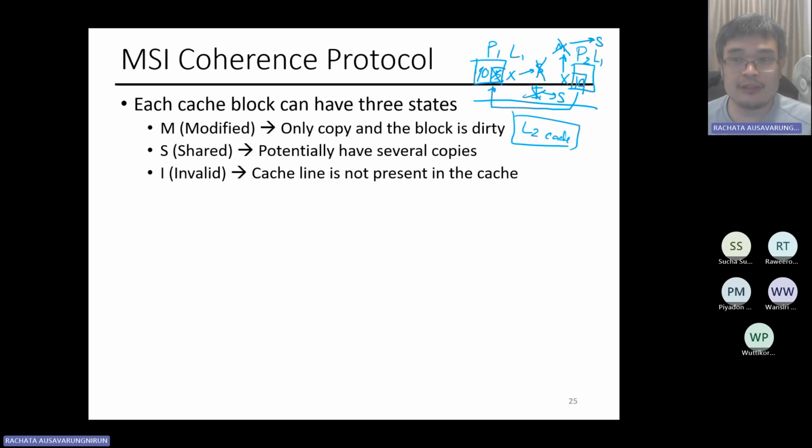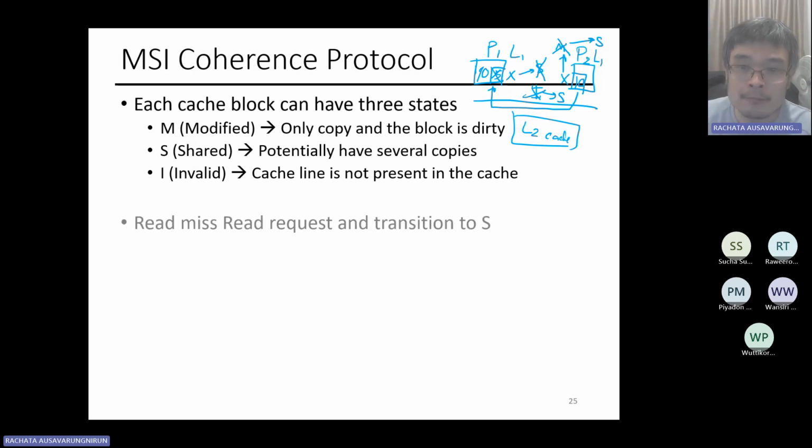It's in the share state. Basically, there are now 2 copies of X. Processor 1 has it, processor 2 has it. Both of them have the correct value. Both of them are in the share state. All right. So that's the MSI protocol.